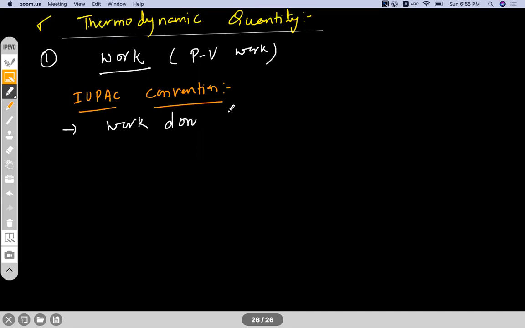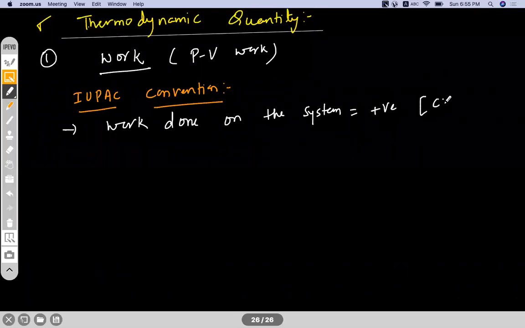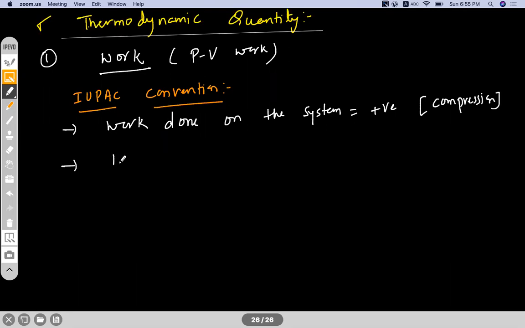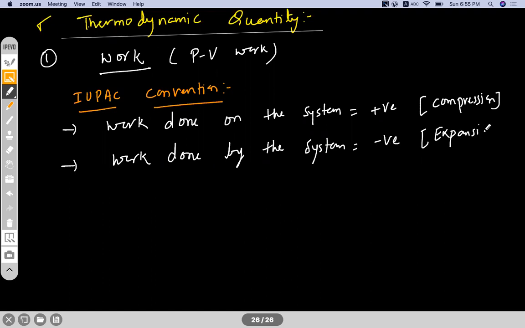Work done on the system is always positive. Whenever work is done on the system, it is a case of compression. Work done by the system, the system is doing work, is negative. Remember, it is opposite to physics. It is a case of expansion. So there should be no mistakes here. This is the convention we use in chemistry. In physics, it is opposite.